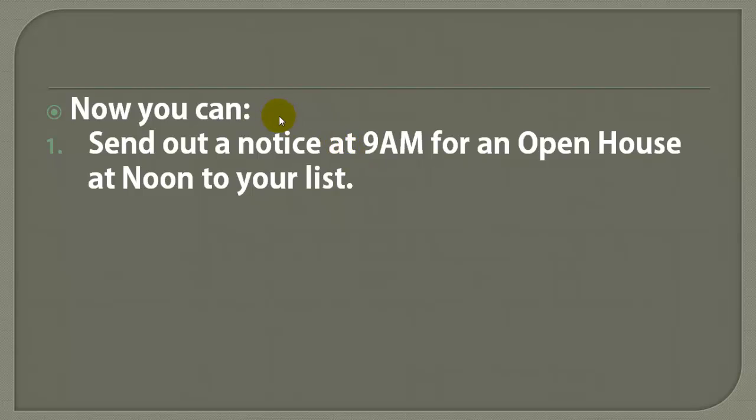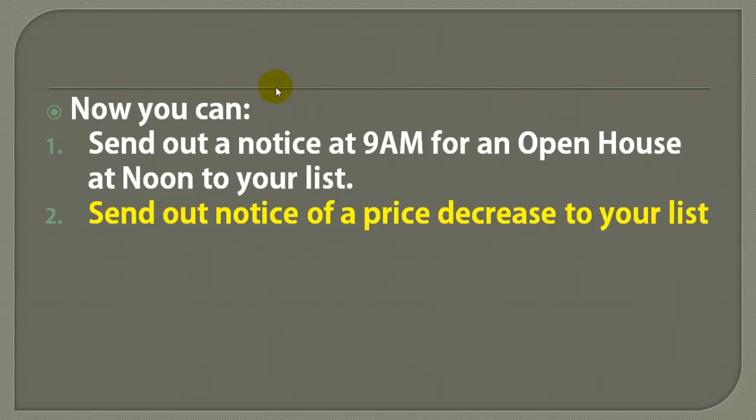So now you can send out a notice at 9 a.m. for an open house that's happening at noon to your list. Or you can send out a notice of a price decrease to your list. And how else are you going to do that? For people who've looked at the property, how else can you tell them? What are you going to do, phone them all up, even if you could get their phone numbers? It's easier just to send out a text. You can do that within 3 seconds to 100 people.